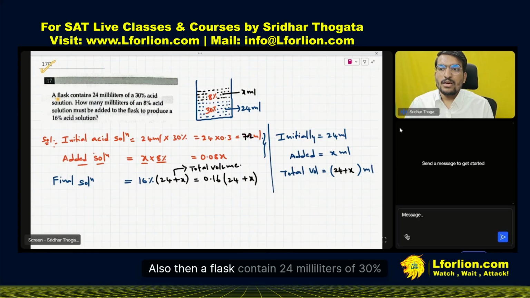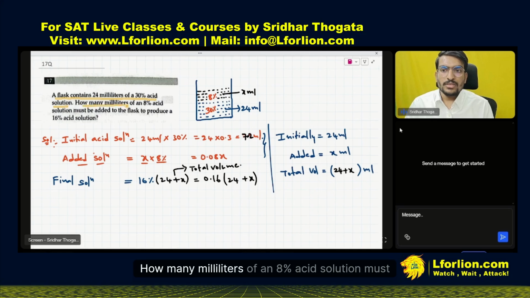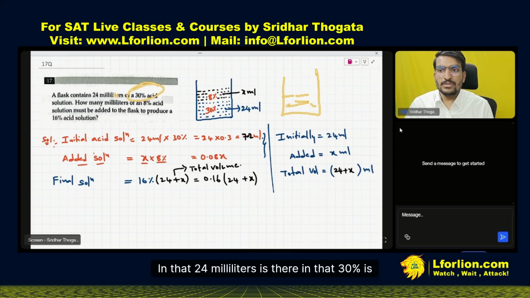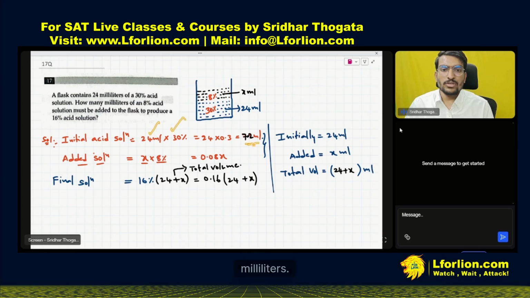Then, a flask contains 24 ml of 30% acid solution. How many milliliters of an 8% acid solution must be added to the flask to produce a 16% acid solution? So here they said a flask contains 24 ml. In that 24 ml, 30% is acid solution. So 24 ml of 30% is 7.2 ml. In this 24 ml, 7.2 ml is acid.